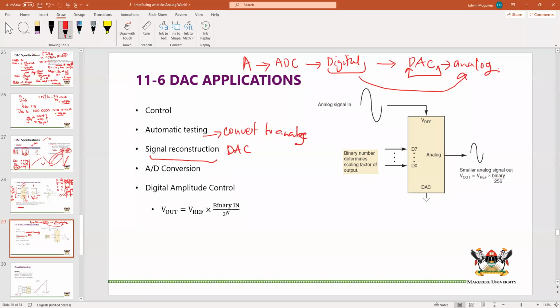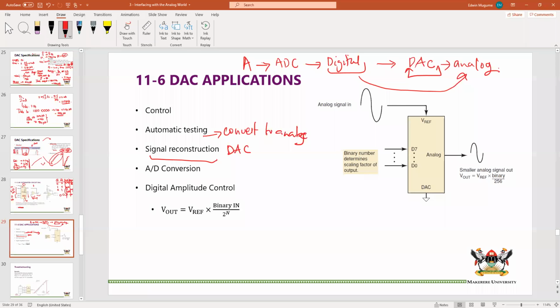Then analog to digital conversion: usually analog to digital converters also contain a digital to analog converter. This is how it goes. Not all of them, but usually some of them, when you are creating an analog to digital converter that we are going to look at later, usually part of the circuit includes a digital to analog converter.